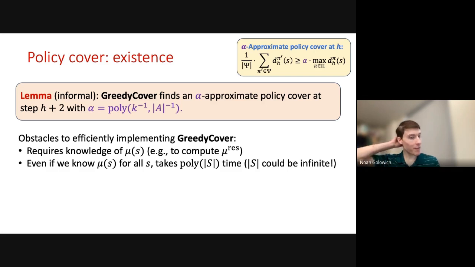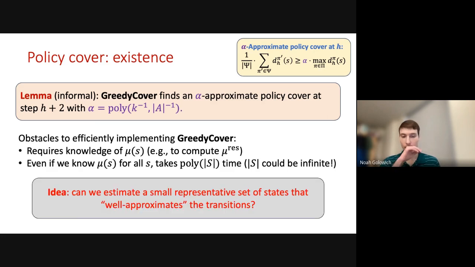A second obstacle is that even if we knew the feature vectors mu of s, it takes an amount of time which is polynomial in the number of states to implement greedy cover, because we have to iterate through all the states. So how do we overcome these obstacles?